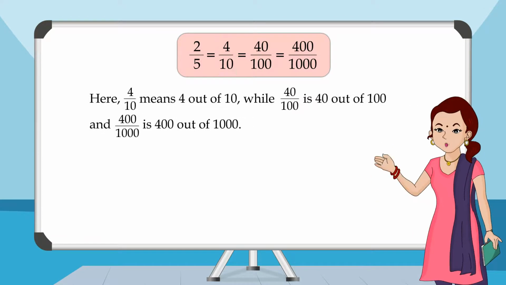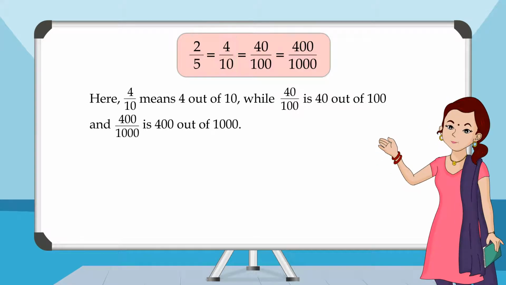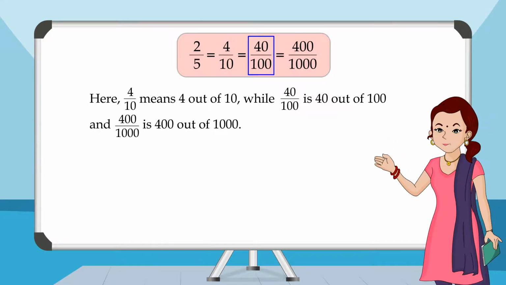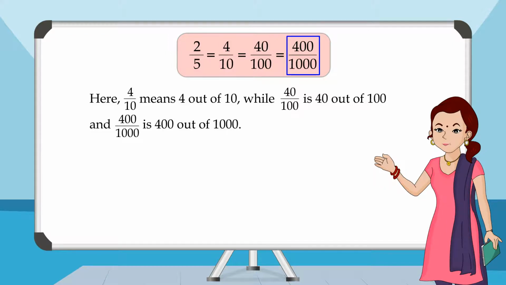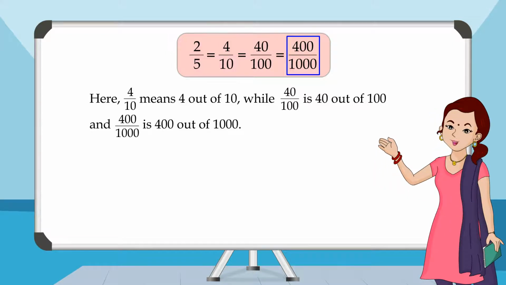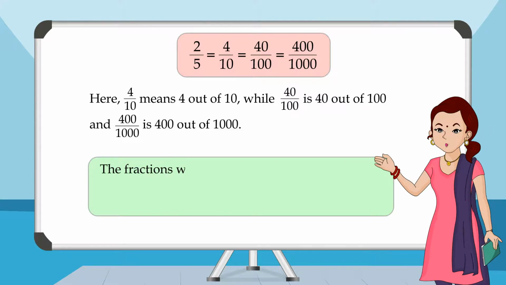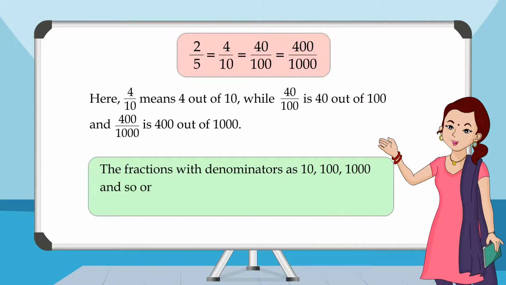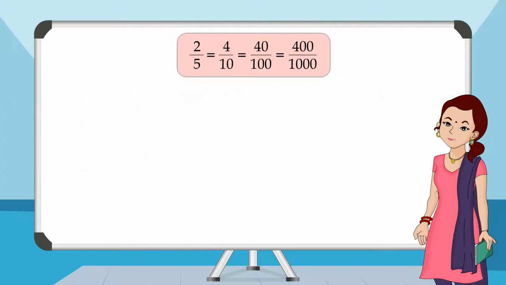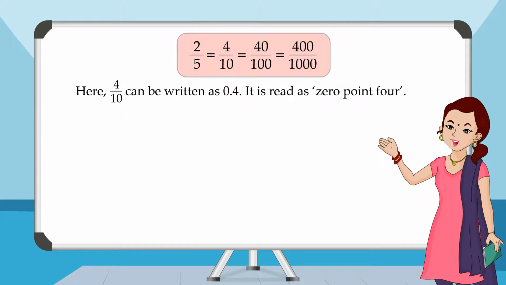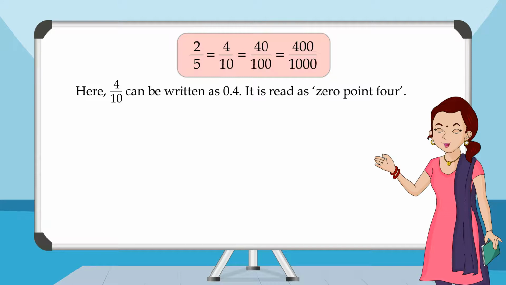Here, 4 upon 10 means 4 out of 10, while 40 upon 100 is 40 out of 100 and 400 upon 1000 is 400 out of 1000. The fractions with denominators as 10, 100, 1000 and so on can be written in a different form called decimal fraction. Here, 4 upon 10 can be written as 0.4. It is read as 0.4.